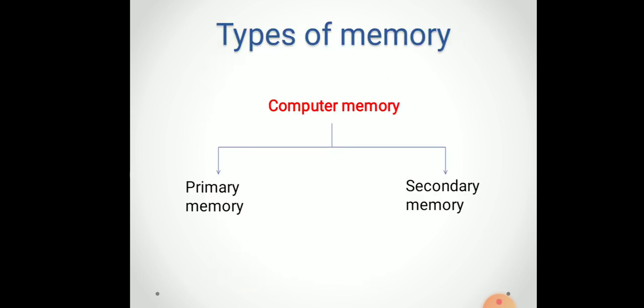So we have two types of computer memory: primary memory and secondary memory. In this video we are going to see only primary memory. In the next class we will see the secondary memory. So let us go in for primary memory.